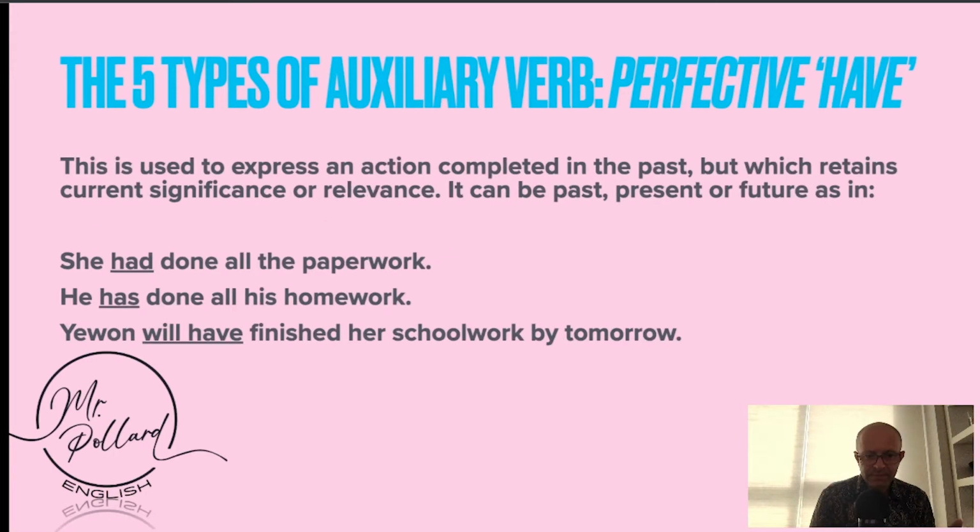So next type is the perfective have. This is used to express an action completed in the past, but which retains current significance or relevance. And it can be past, present, or future, as in, she had done all the paperwork. He has done all his homework. Yuan will have finished her schoolwork by tomorrow.